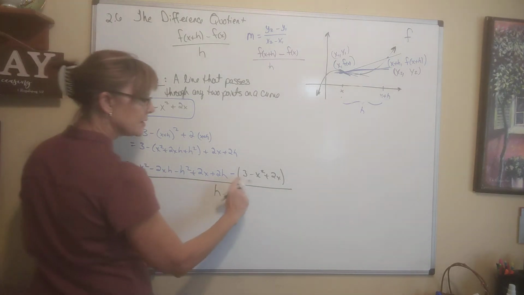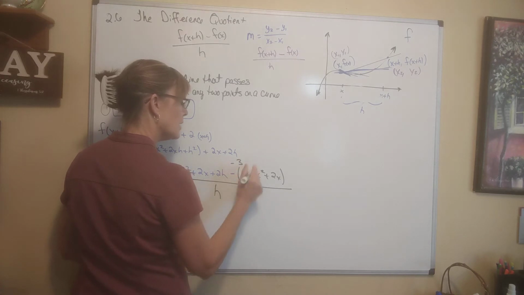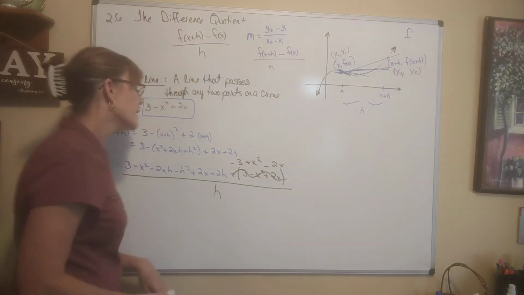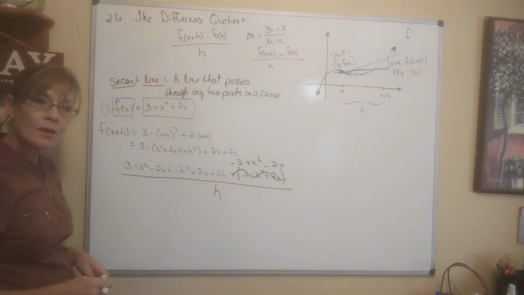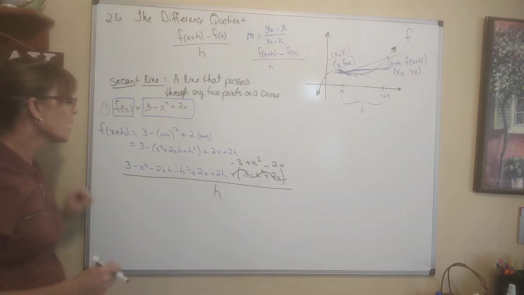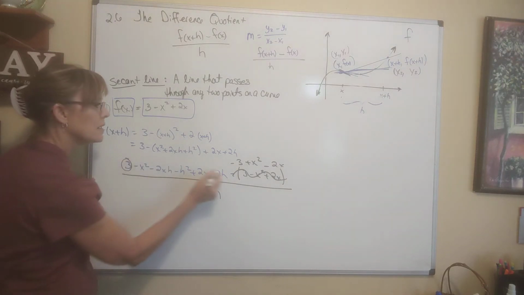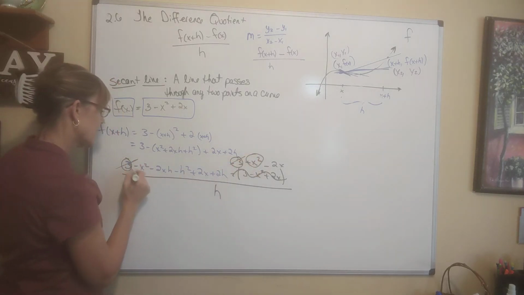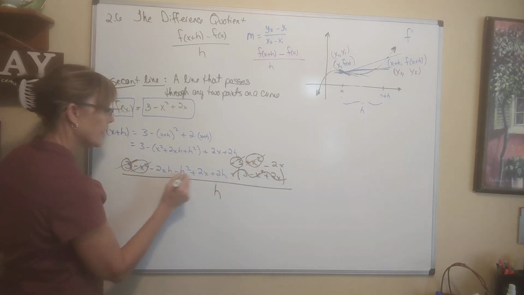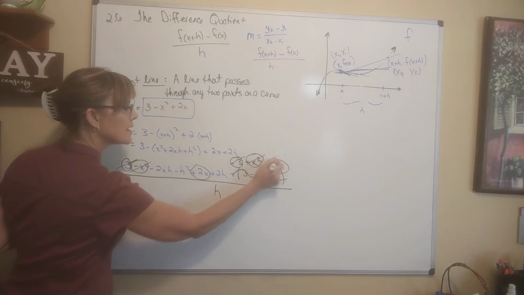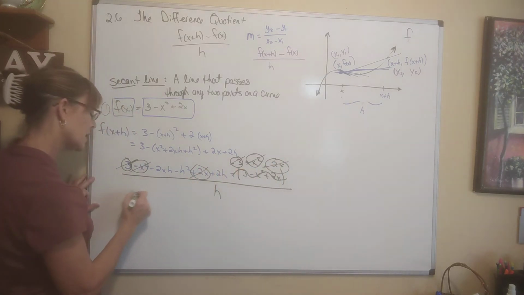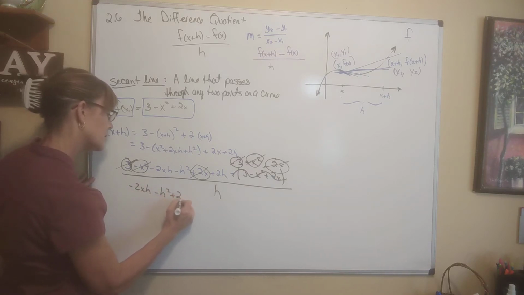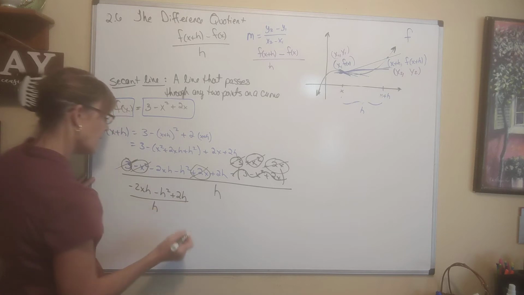So I'm going to distribute this negative. This is going to be minus 3 plus x squared minus 2x. That's what happens there. Now in the numerator, there will be some terms that we can add together. We can collect because they're like terms. So we have 3 minus 3 is going to sum to 0. We have x squared minus x squared is going to sum to 0. We have 2x minus 2x, and that will add to 0. So what we're left with is negative 2xh minus h squared plus 2h all over h.